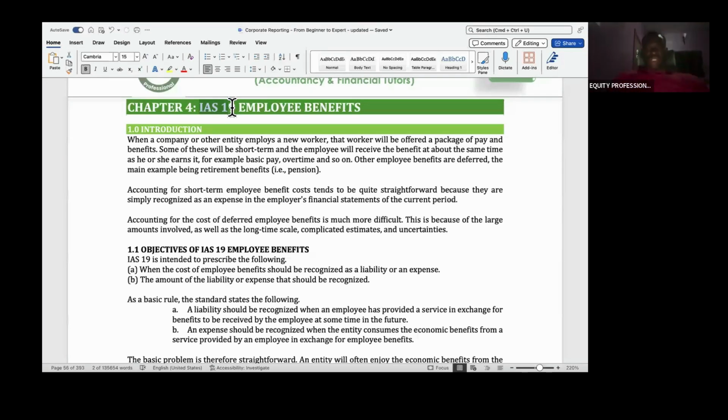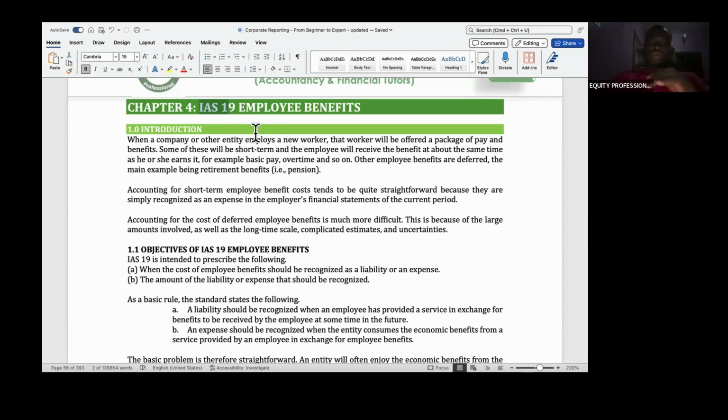IAS 19, which is employee benefits, is very similar to IFRS 2 because both of them are employee compensation. In fact, IFRS 2 used to be within IAS 19. They just had to separate it because it requires its own separate standard. So they removed IFRS 2 from IAS 19 so that it can be a standalone standard.